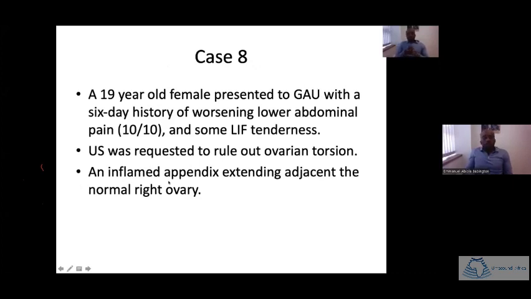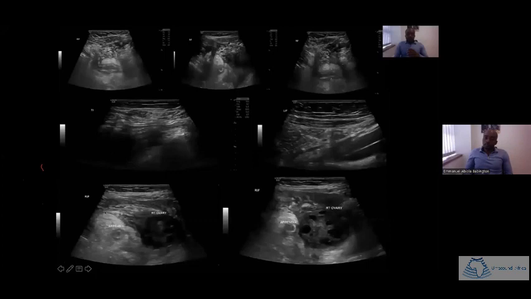So if we look at case number eight for today, it's a 19-year-old female patient who presented to the gynecology assessment unit in our trust with a 6-day history of worsening abdominal pain, intense pain, actually 10 over 10, and some left iliac fossa tenderness. The gynecologist requested an ultrasound to rule out ovarian torsion. When the ultrasound was carried out, the patient had an inflamed appendix and a normal ovary.